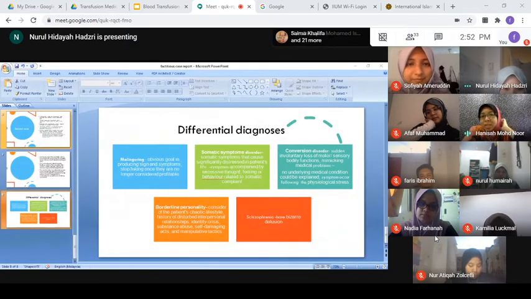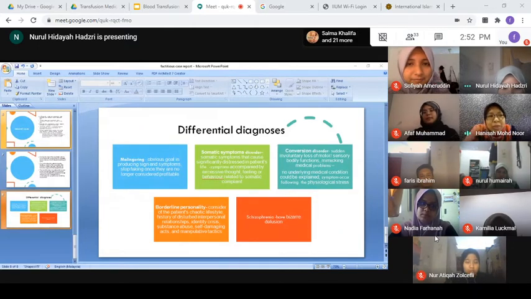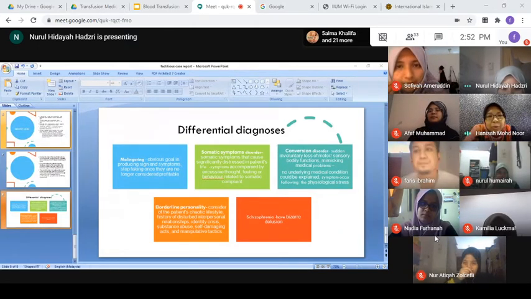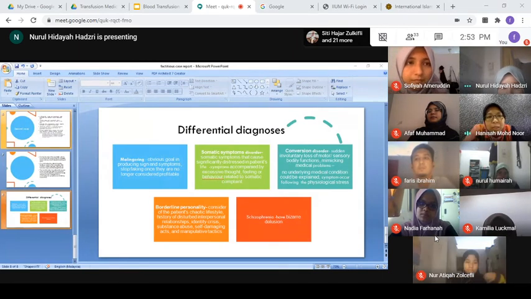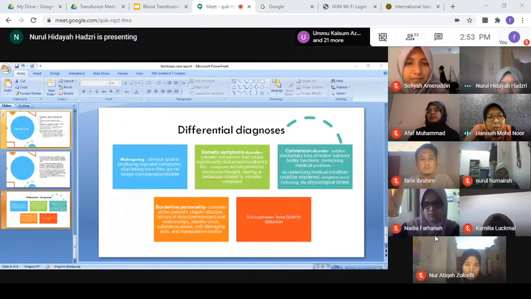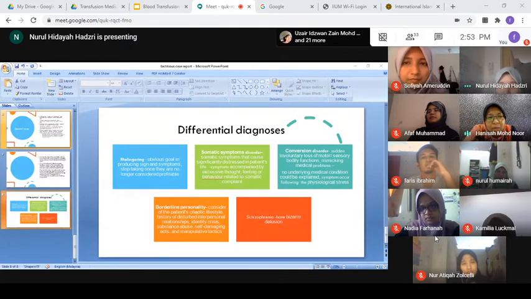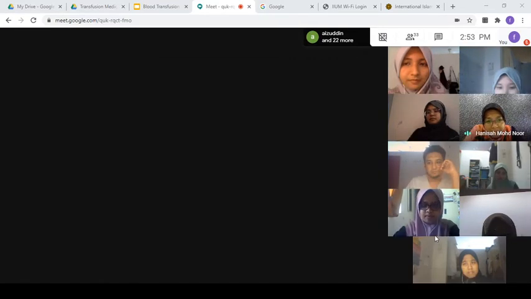Okay, any questions? I hope you are clear with the case illustration. A few examples to illustrate factitious disorder. Of course, it's not a common case that you get to see, but because of the importance of detecting it and the medico-legal aspect of it, you have to learn about the disorder. Okay. If there are no questions, then we move on to the next presenter.